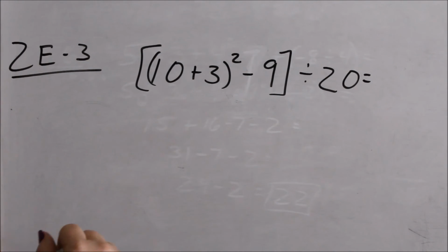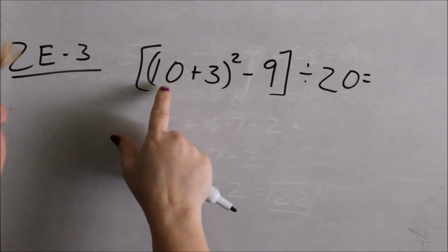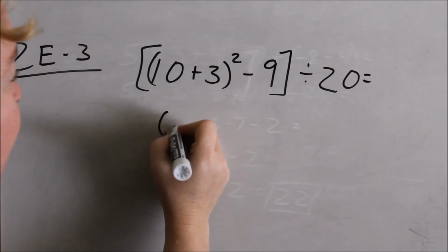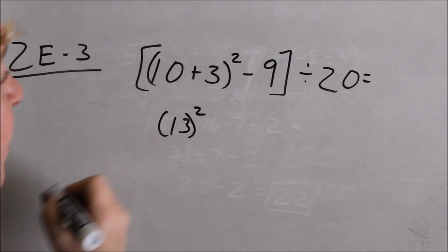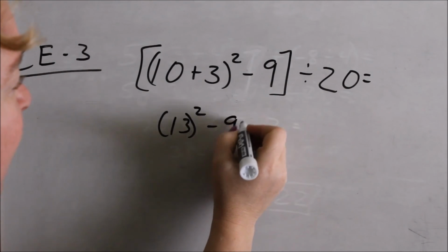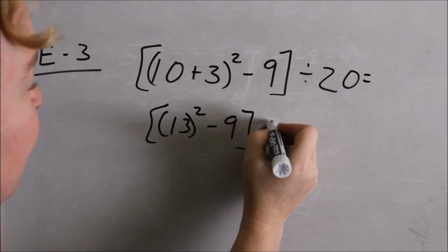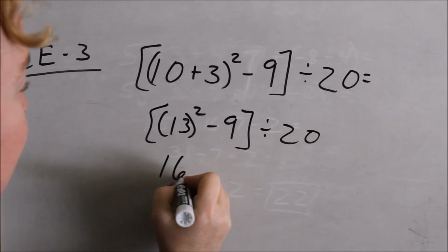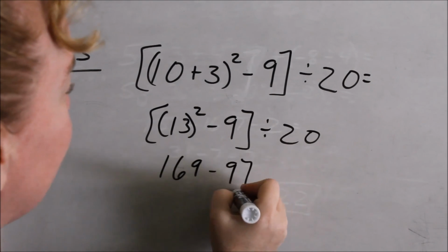So PEMDAS says to do parentheses and exponents first. So we're going to do our parentheses. 10 plus 3 is 13, and then you have the squared out here. Minus 9, and that's all in brackets, divided by 20. Now we do our exponents. 13 squared, I'm pretty sure is 169, but I'm going to double check myself. Yep, 169. Minus 9, that is still in brackets.